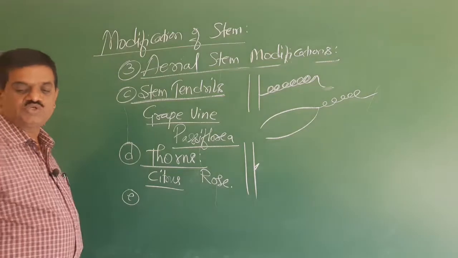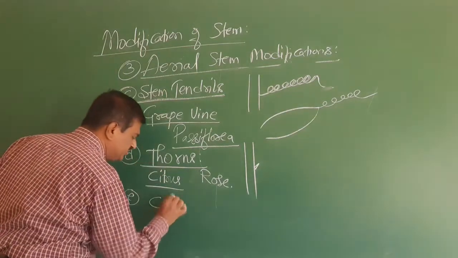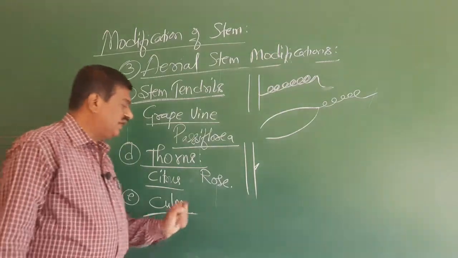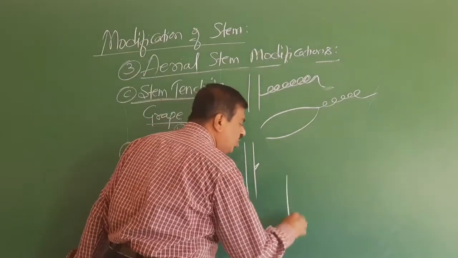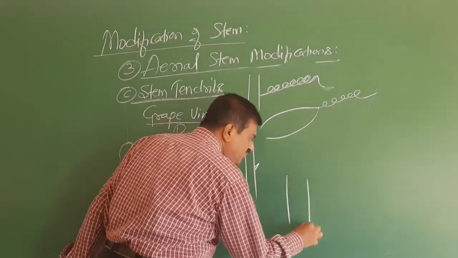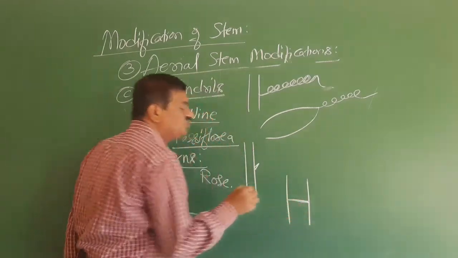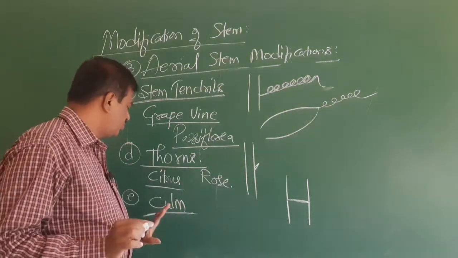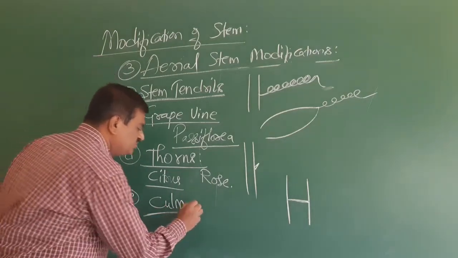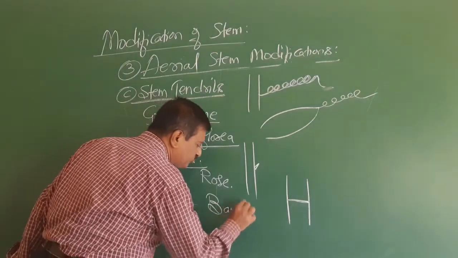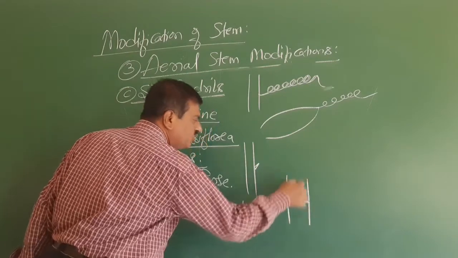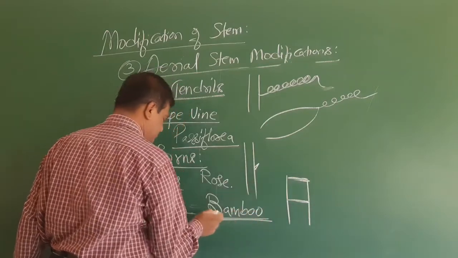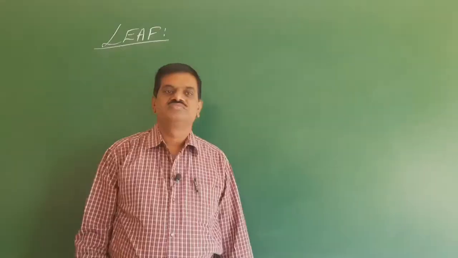And we go for the last one under the aerial stem modification, called culm. This culm is nothing but a presence of hollow stem. Hollow stem is present. At the nodal regions also there is hollow stem. Nodal regions are also hollow, and this is called culm. This can be noticed in bamboo. So in a bamboo stem, hollow with nodal regions also hollow structures are seen. So this is called culm.